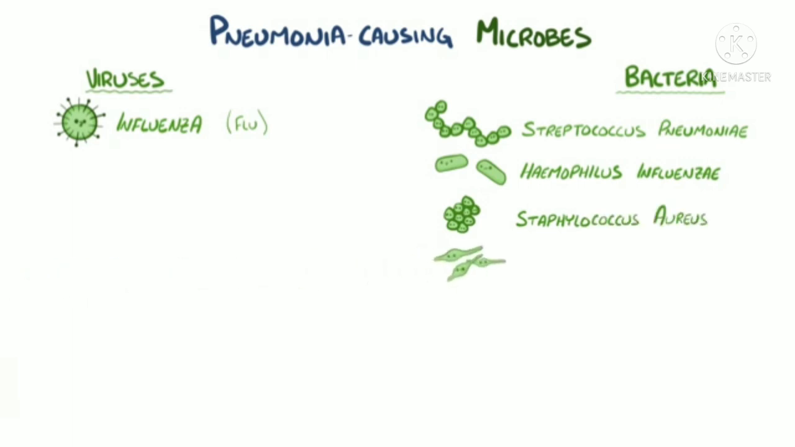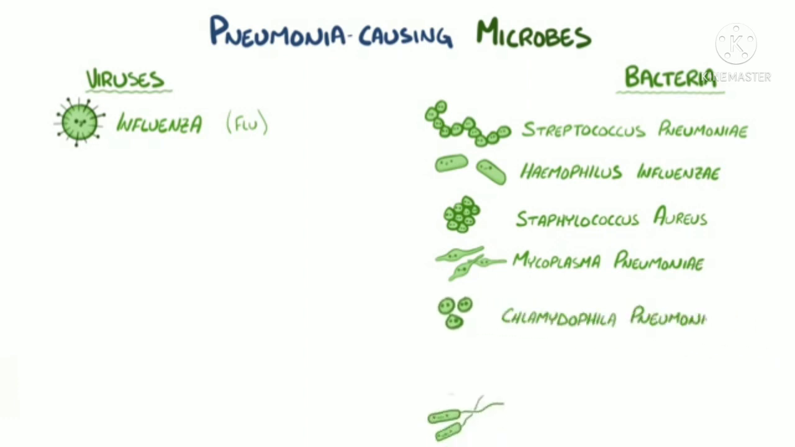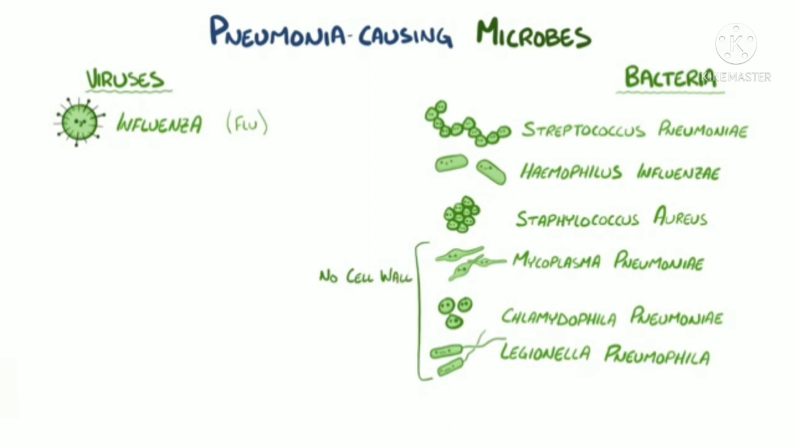There are also more unusual bacteria like Mycoplasma pneumoniae, Chlamydophila pneumoniae, and Legionella pneumophila, which don't have a cell wall and are well known for causing an atypical or walking pneumonia, because they often cause vague symptoms like fatigue.